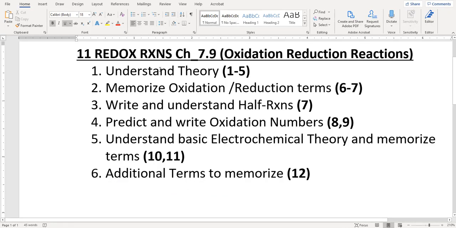Here's the outline. You need to understand the general theory. Make sure you have those terms memorized. I'll introduce other terms to memorize, but these are the main ones that I can definitely test you on. You'll have to write and understand very, very basic hypothetical half reactions and predict oxidation numbers. Super easy stuff. And then we'll go through the application of redox reactions, which is essentially a battery.